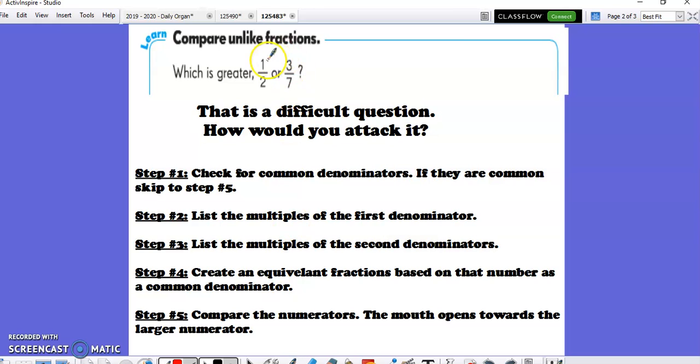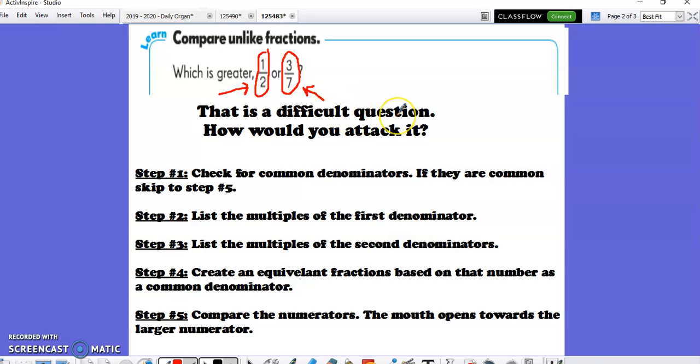For example, if you had 1/2 and you wanted to see if that was greater than, less than, or equal to 3/7, you cannot just compare them. You can't add them or subtract them either because they do not have common denominators. The denominator, or the number down below, 2, is different than the denominator down below, 7.